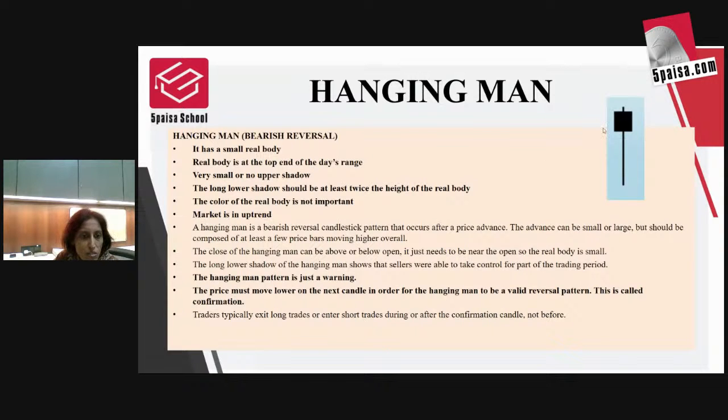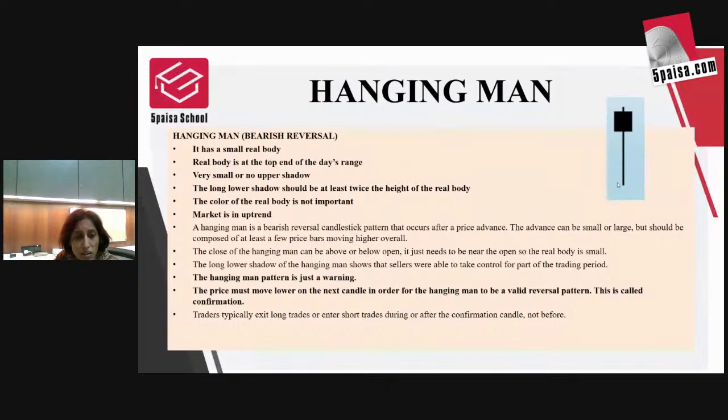The hanging man pattern is just a warning. Okay? And the price must move lower on the next candle in order for the hanging man to be a valid reversal pattern, and this will be indicating a confirmation. So traders typically exit long trades or enter short trades during or after the confirmation candle's movement. That is also advisable to you as a trader: wait for the confirmation.